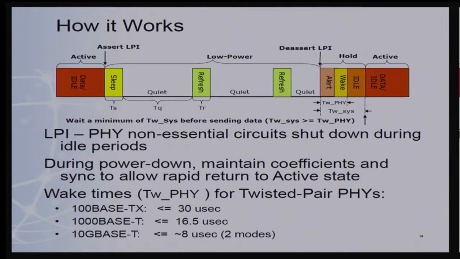I've got these little parameters underneath the blocks titled T sub S for sleep timer, or T sub Q for quiet time. The next step in low power idle would be when the line goes quiet, and it stays quiet for T sub Q. Then when that timer expires, a refresh signal is sent to the receiver just to allow it to maintain coefficients and be able to come back up to the active state as quickly as possible. And it continues through that cycle until there's something to send.